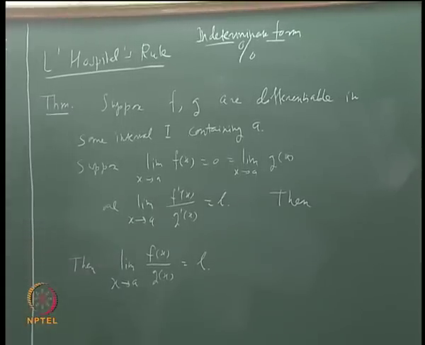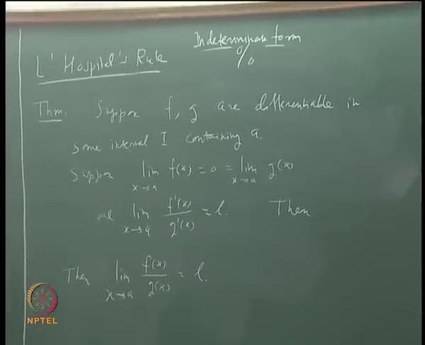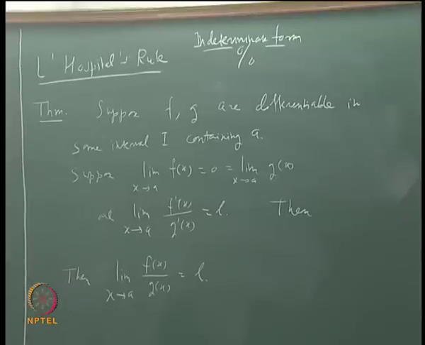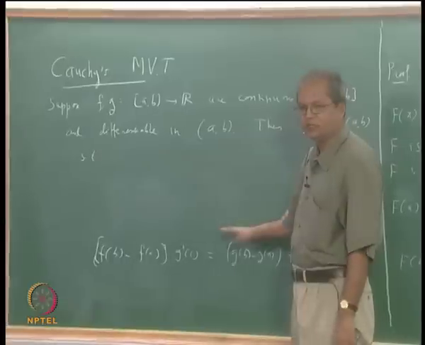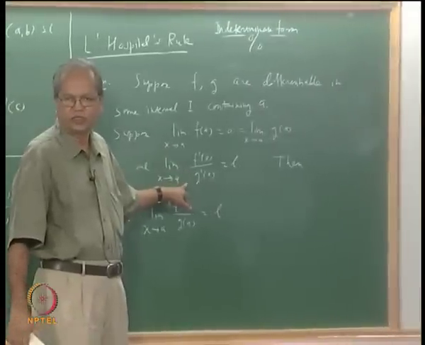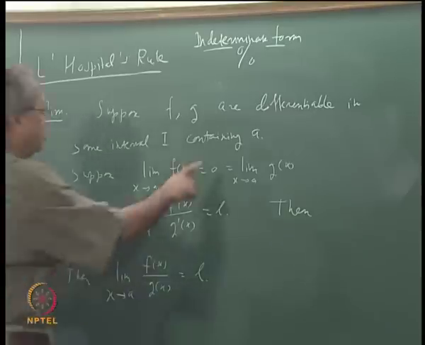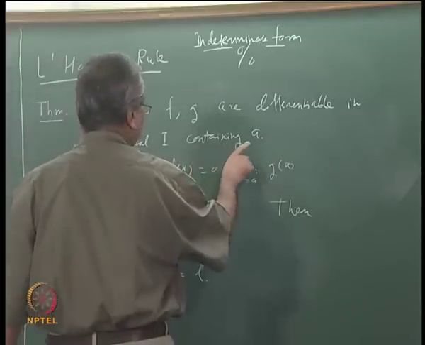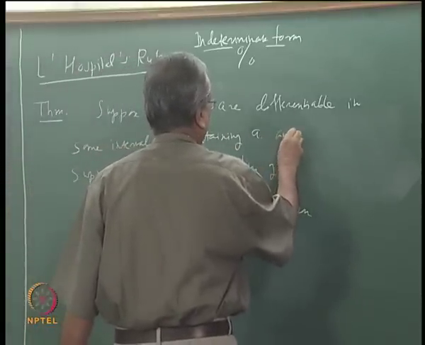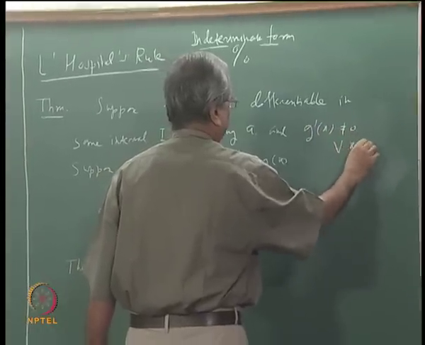Now let us see how one proves this and where exactly Cauchy's mean value theorem comes into the picture. Of course we have to assume here one more extra thing. Here we avoided assuming that g prime x is not equal to 0 by rewriting the theorem in this form, but there we need to discuss this ratio f prime x by g prime x. So here we cannot avoid assuming that g prime x is not equal to 0 in I. So there is one more assumption here: f and g are differentiable in the subinterval I containing A and g prime x is not 0 for all x in I.